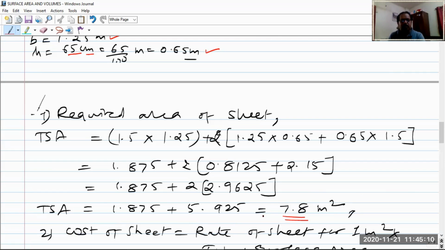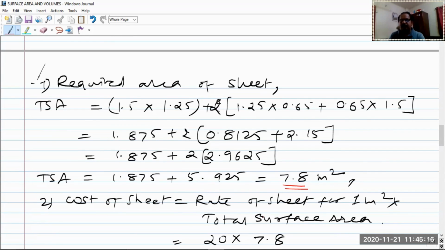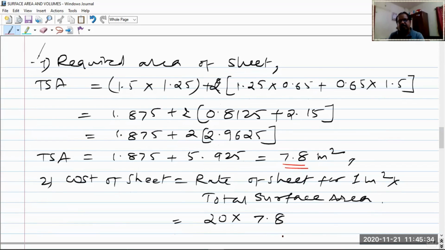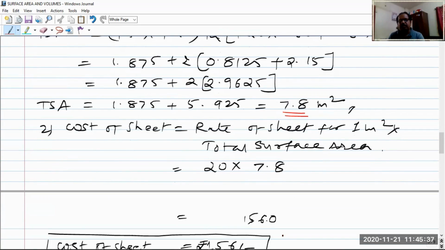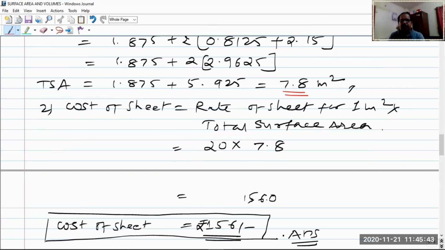After that we have the cost of sheet. As we know, the rate of the sheet is given for 1 meter square and we have calculated the total surface area of the sheet. So the formula will be the rate of sheet into the total surface area of the sheet. The rate of sheet is rupees 20 per meter square and the total surface area is 7.8 meters square. Multiplying these two gives us 156.0. What is 156? It is the cost of sheet. So we can write the cost of sheet is equal to 156 rupees to make that open plastic box.